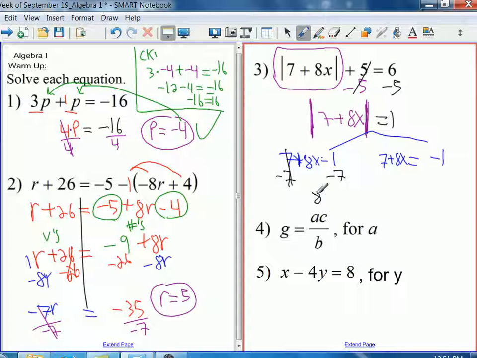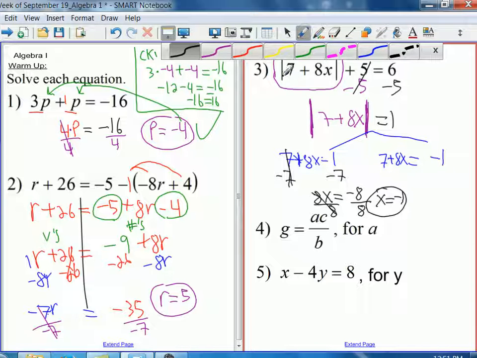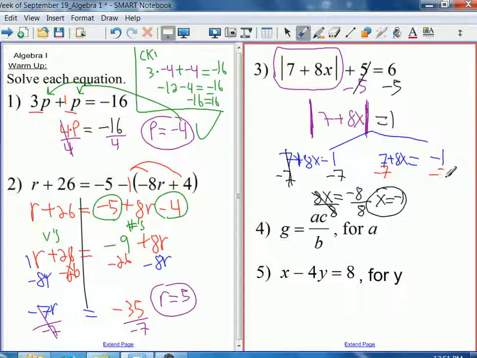We got 8x equals negative 8. Divide by 8. We got x equal to negative 1. Here, we're going to go through the similar process. We'll just use a different color. Subtract 7 like we were over there.